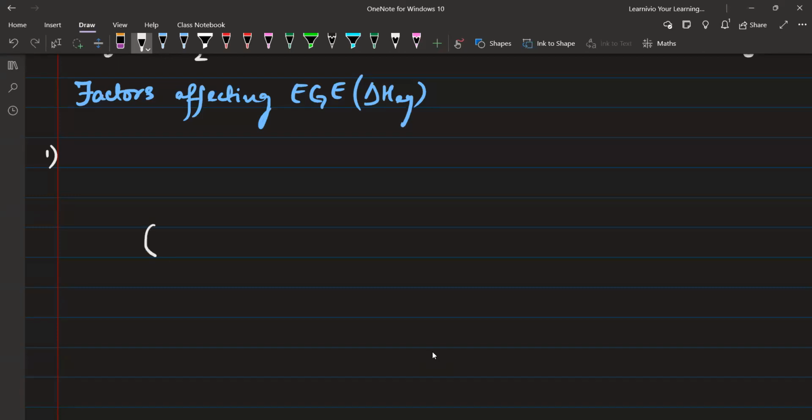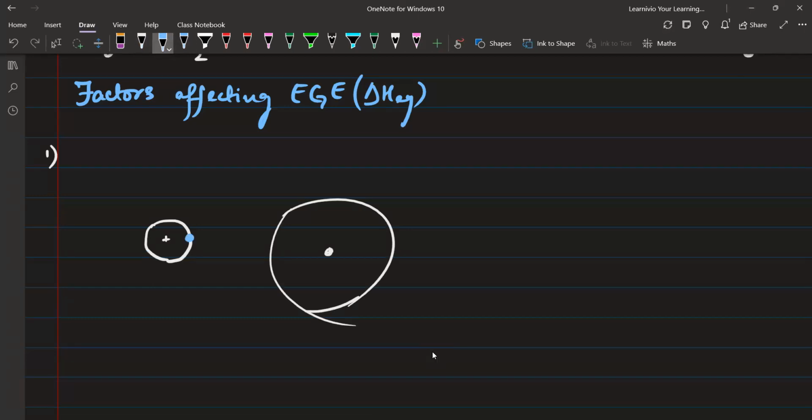Yes, sir. Okay. So this is one atom. Please don't draw. This is the nucleus here. This is another atom. This is the nucleus here. The incoming electron is here. Case A and case B.